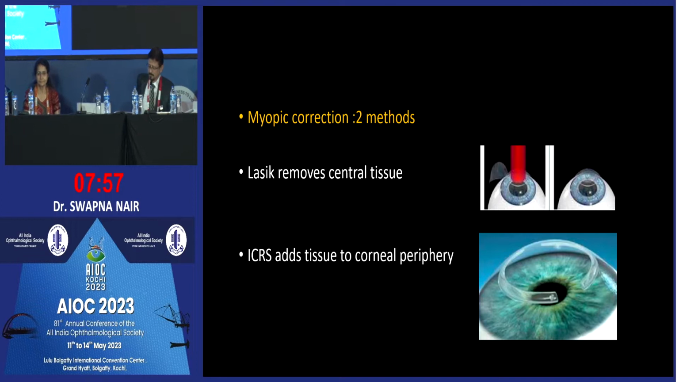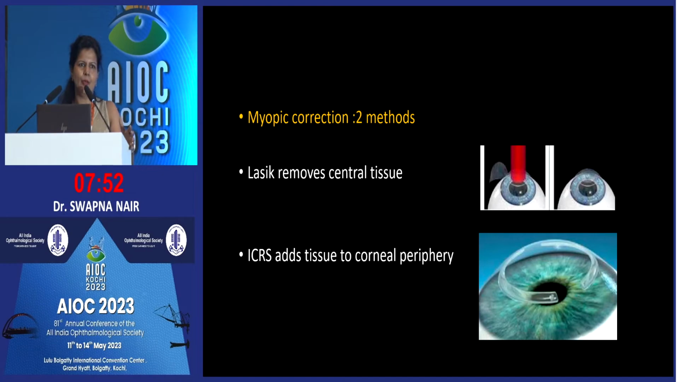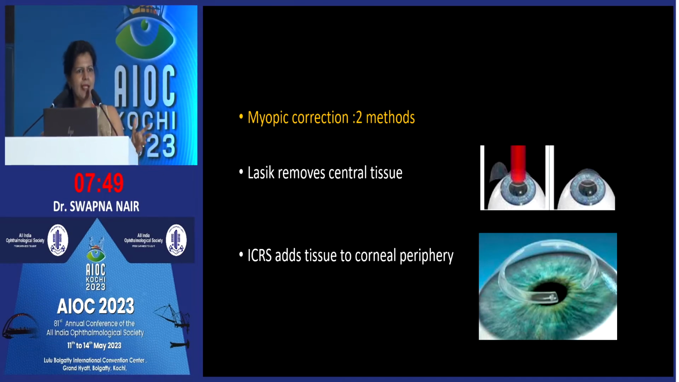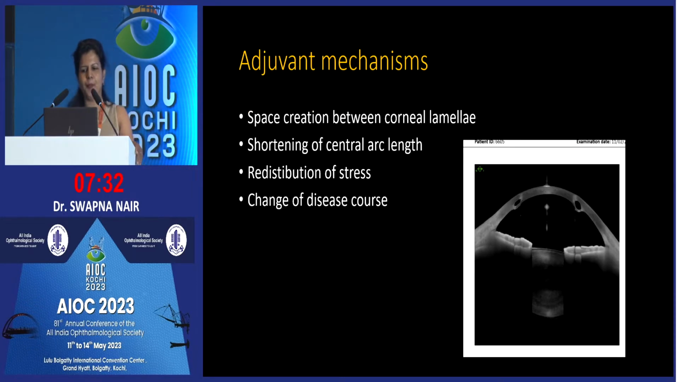ICRS is another form of treatment for keratoconic eyes, where you try to provide some amount of visual rehabilitation also. As we know, myopic LASIK removes central corneal tissue, and by the same mechanism, adding tissue to the periphery, as is done using ICRS, also corrects myopia to some extent. Besides correction of myopia, there is also some space creation between the corneal lamellae in the periphery, which leads to a shortening of the central arc length of the cornea. And this causes a redistribution of the stress.